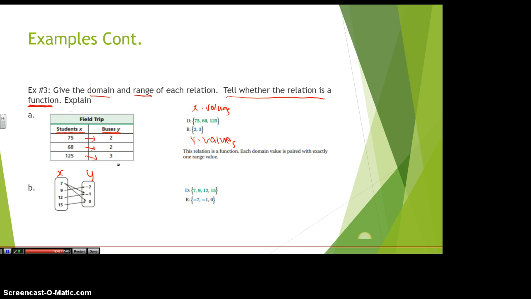And when I determine if this is a function or not, remember we said no, this is not, because 7 is paired with 2 Y values, -1 and 0. So this relation is not a function. Each domain value does not have exactly one range value. The domain value 7 is paired with the range values of -1 and 0. So that makes it not a function. All right, so these are the types of questions you're going to see in the bookwork in section 4.2, and you might see some questions like this on your quiz Wednesday.